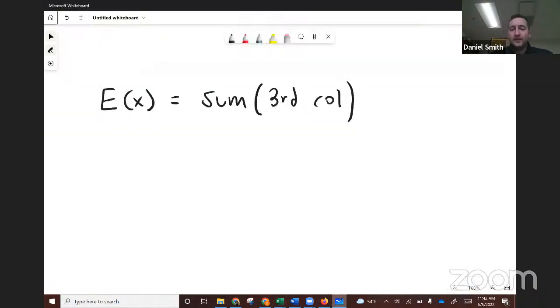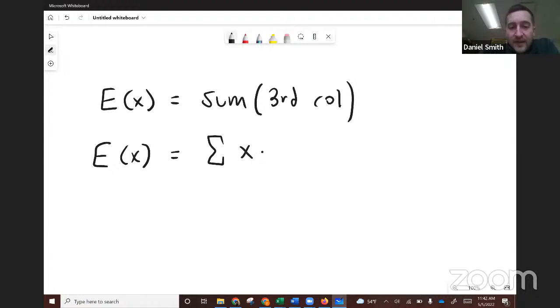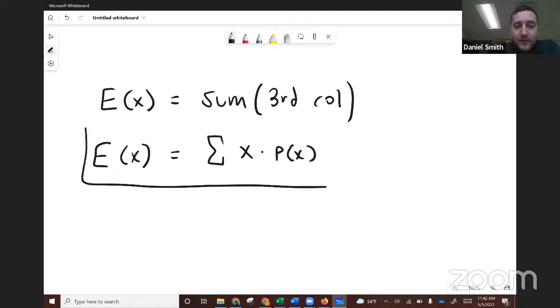Well, let's write that in a specific statistical formula here. Sigma is the symbol for the sum of, and the third column was X times the probability of X. So there is your expected value formula right there.